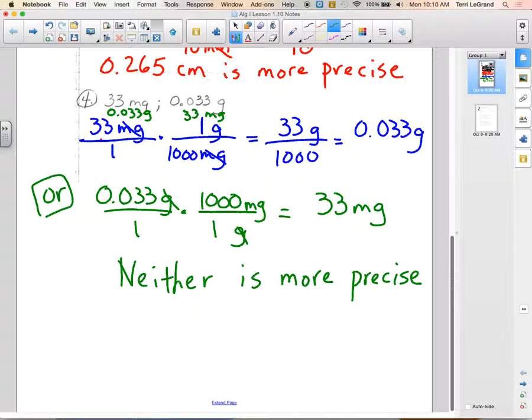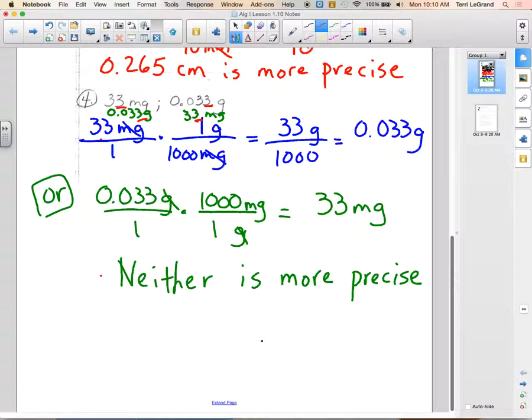Yeah. So if you converted to milligrams, they both ended up to the nearest ones. If you converted to grams, they both ended up to the nearest thousands. So that's where the precision comes in. Are they measured to the same unit of measure when we compare them?